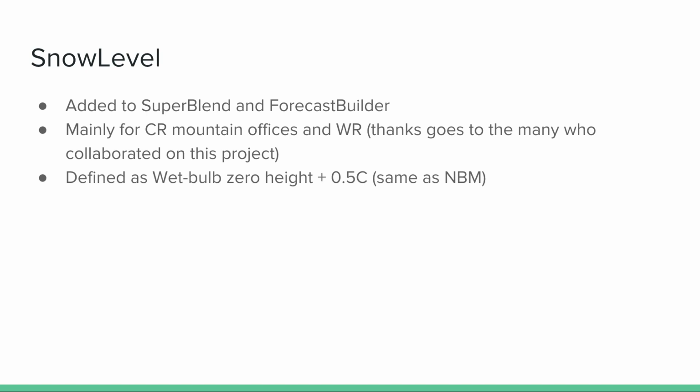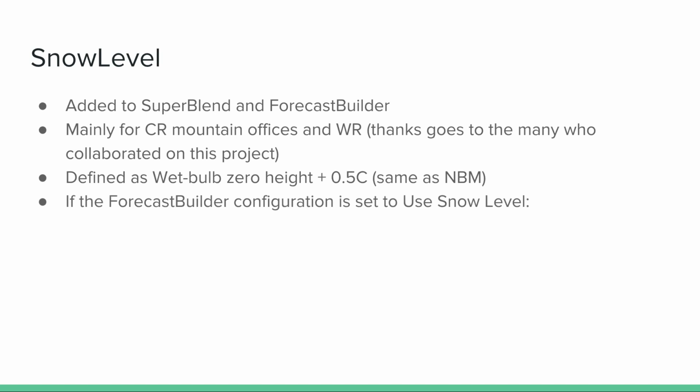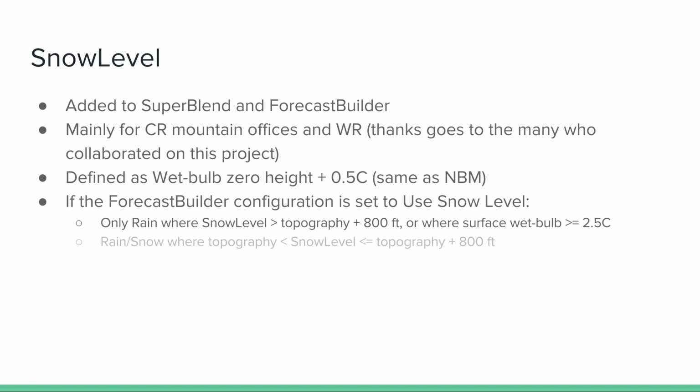with the NBM side. And really, the definition here for snow level is wet bulb zero height plus 0.5 degrees centigrade. And just for those that are on this call from out in this area, I do want to show you how this works for using snow level if your forecast builder configuration is set as such. So these are sort of the definitions with where rain would be assigned, where you're looking at snow level above topography plus 800 feet surface wet bulb.